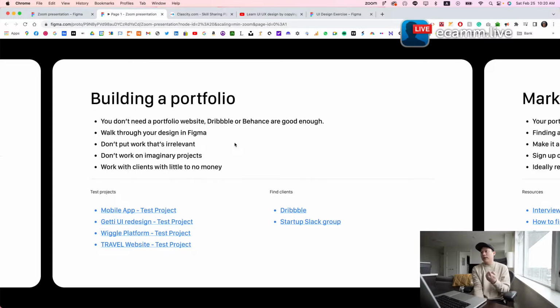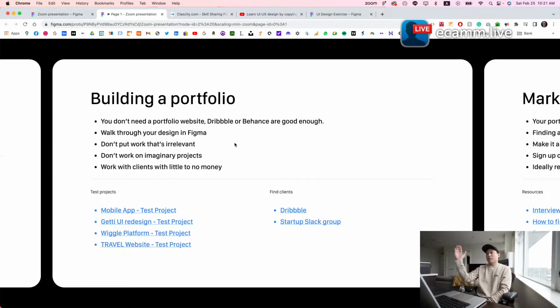So for myself, I don't really have a portfolio anymore. I do have one, but it's very, very outdated. So I feel like people can just get away with using Dribbble for now, and then walk through their design project in their Figma file. I have a couple of things that I can show you guys later.